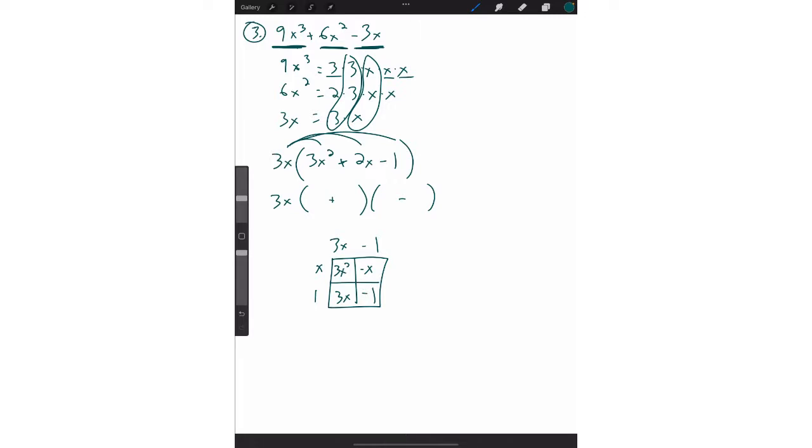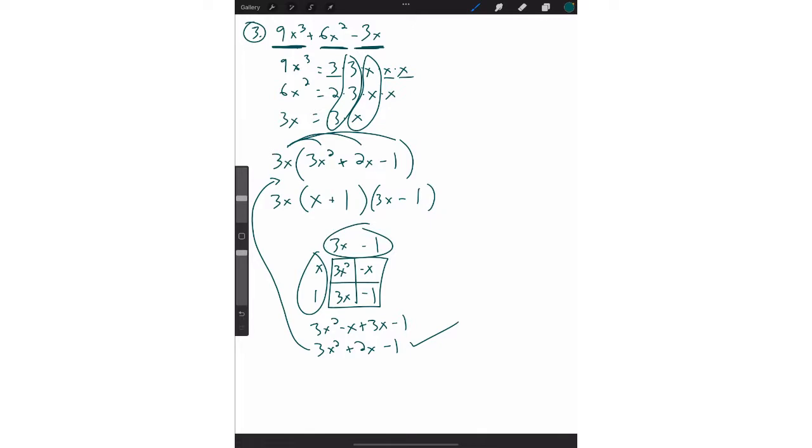Now if I were to take all the terms in the middle, 3x squared minus x plus 3x minus 1, that would give me 3x squared plus 2x minus 1. And is that the same exact thing as what we started with up there? The answer is yes. So I know my factored form would be x plus 1, as I have right here, and 3x minus 1, as I have right here.